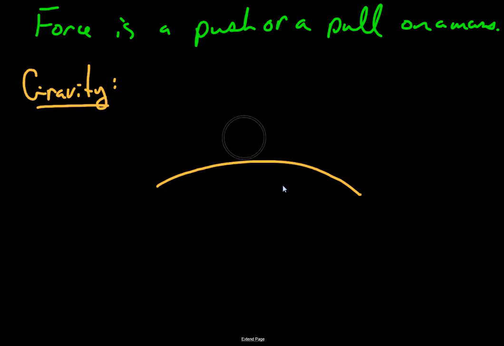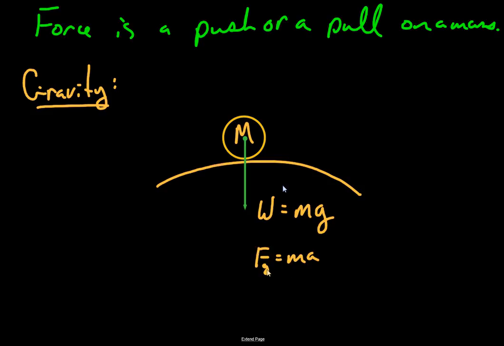So if we have something like this sitting on the surface, what we'll end up with is gravity pulling down on it, like that. And we calculate the amount of gravity based on how much mass we have here. We might say that weight is equal to m times g. Now this is just a special case of F equals ma. Okay, so the force of gravity is called weight.